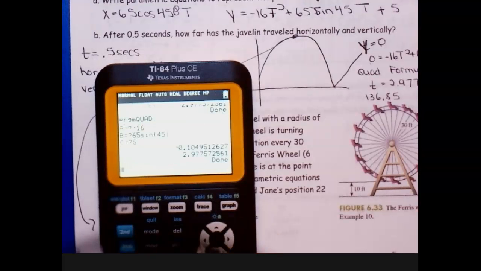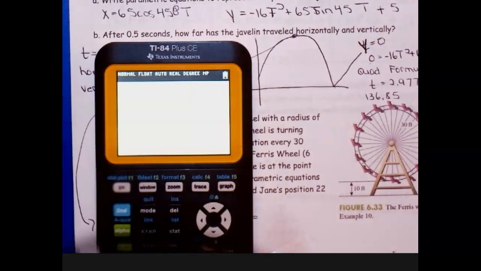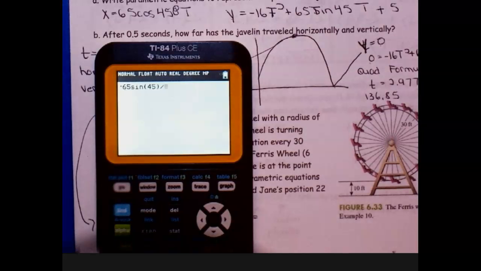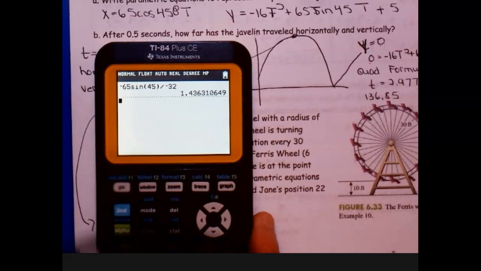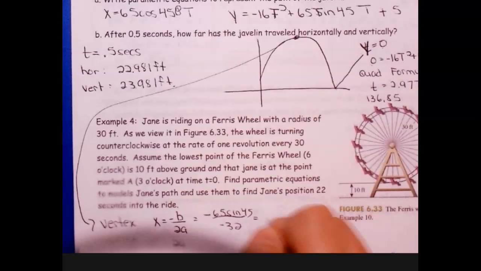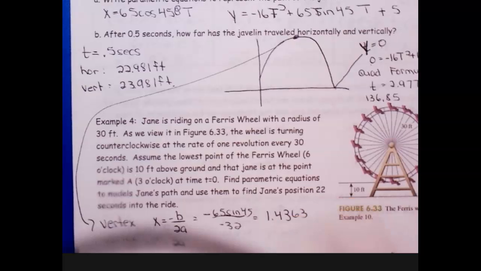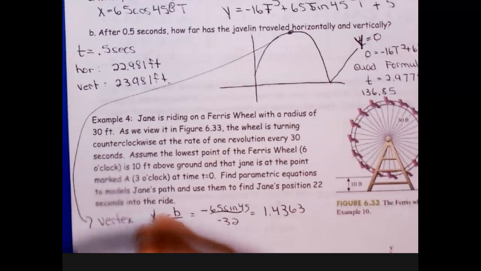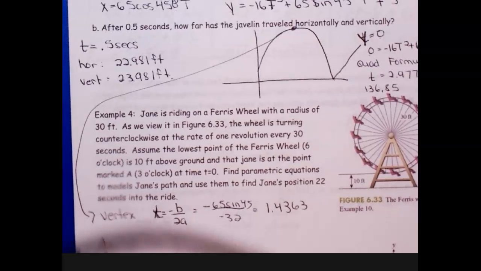So let's go ahead and type that in. We had -65 sine of 45 divided by -32, and I get a time of 1.436. So let's go ahead and write that down, 1.4363. And as I said, technically that's the time. And I want to find the horizontal distance and the vertical distance.